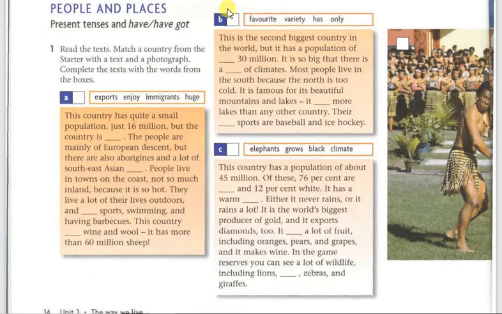Okay, we have a number of texts. Alright, we have 3 texts here, 3 short texts. And we have a number of dashes, blanks. And we have to fill the blanks with the words or expressions that are given to us.